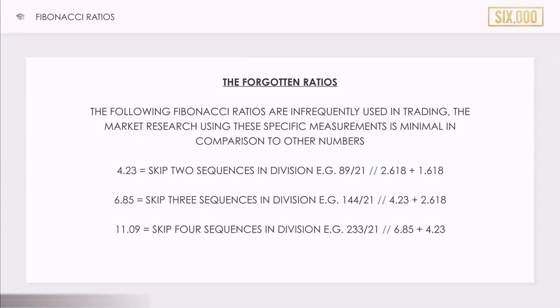We can get numbers further than that. I'm pretty sure the next number is 17.94, if I'm not mistaken. That would be the number after 11.09. That would be skipping 5 sequences in division. And you can keep getting these larger numbers by skipping maybe 5, 6, 7 sequences in division. But we need to look at it from a percentage basis.